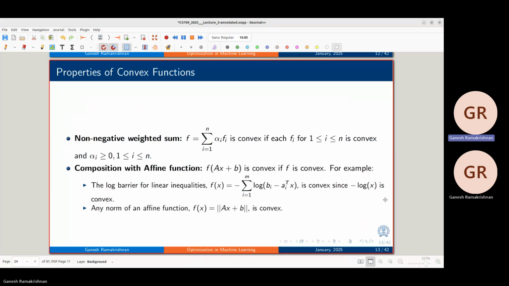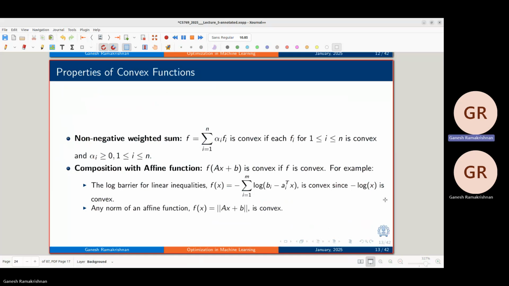Second is, if you take two convex functions, scale them up by something non-negative, and add them, you'll still get a convex function. So the summation over i of alpha i fi is convex if the alpha i's are greater than or equal to 0 and the fi's are convex.